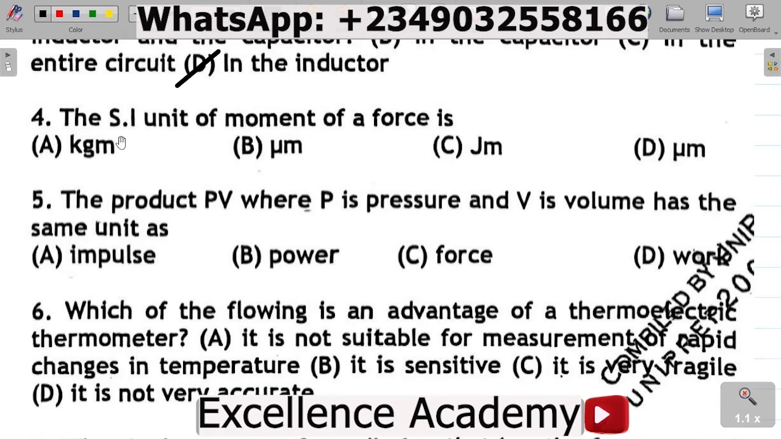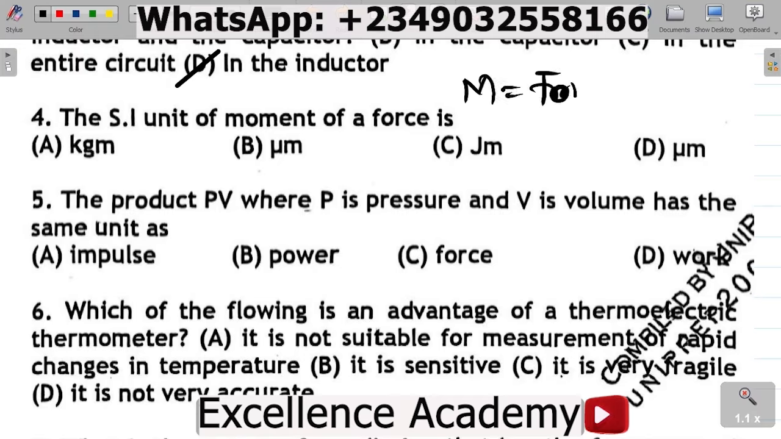Question number 4, the SI unit of moment of a force is dash. You have these options here. The first, A, is kilogram meter, B is micrometer, C is joules meter, D is micrometer. So you can see that micrometer is being repeated. But then what's the answer to this question here? The question here is to find the unit of this moment of a force. And if you recall, moment is equal to what?